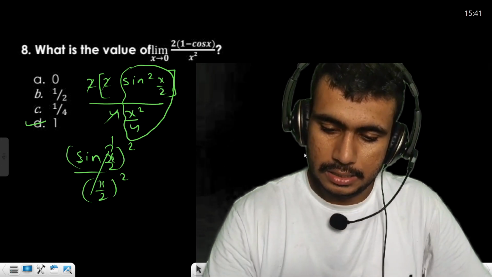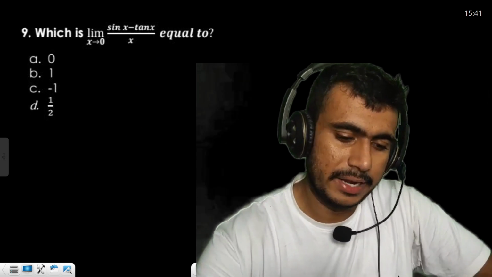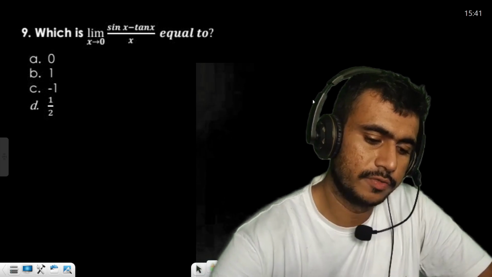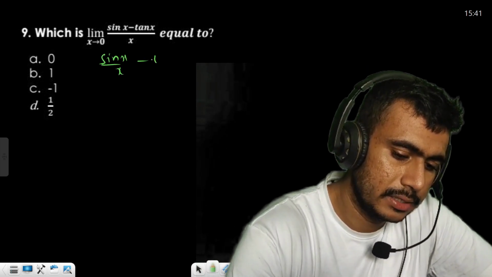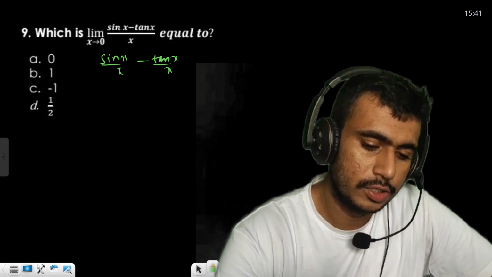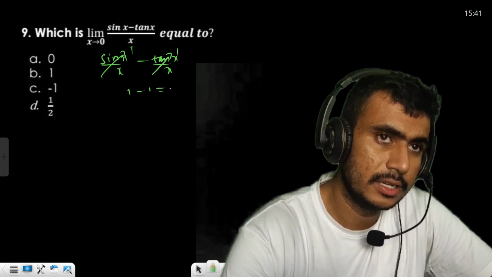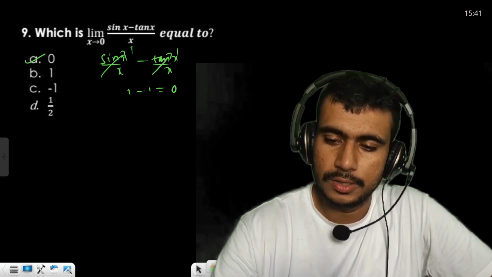Now let's see another question. So this is sin x minus tan x over x, x tends to 0. So it's very easy. It will be sin x by x minus tan x by x. So both tend to 0 by 0 form. So this is also 1. This is also 1. So 1 minus 1 is basically 0. So my answer is 0. Now let's move to the next question.